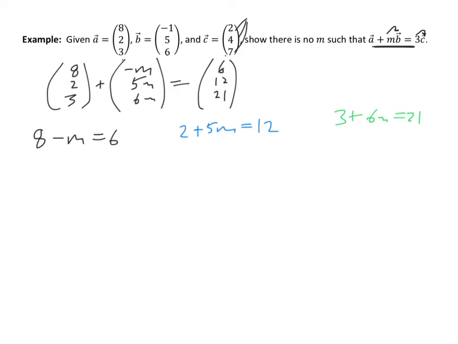So let's keep that in mind as we move forward and watch what happens. For this first one, if I subtract the 8 over, I'll have negative m equals negative 2, so that means that m has to be 2.